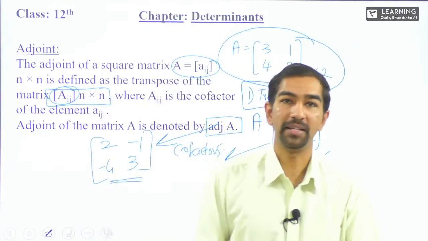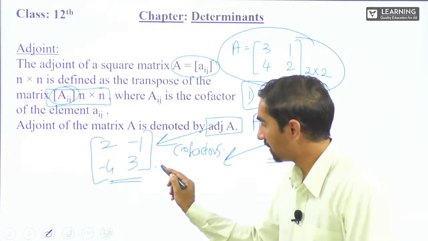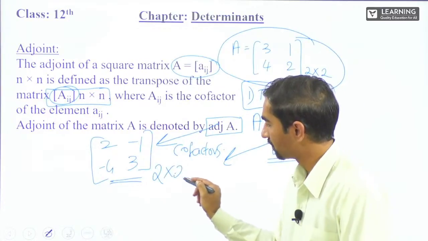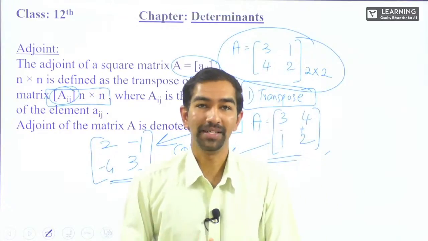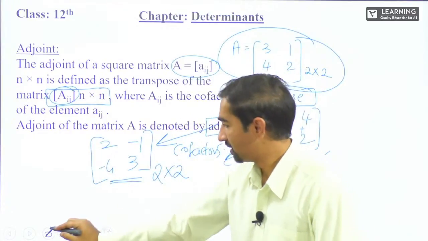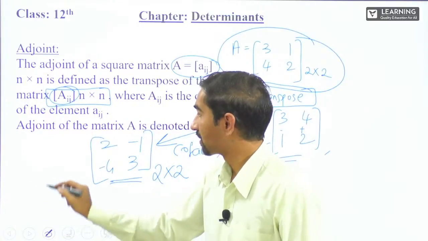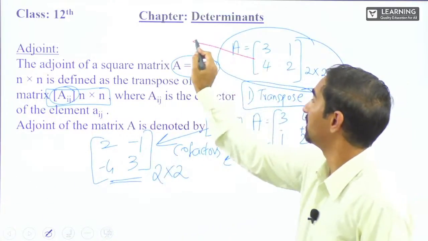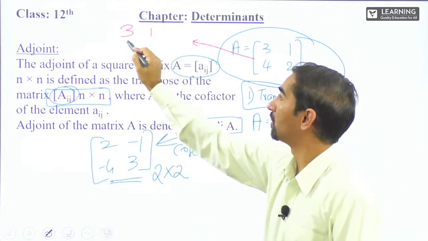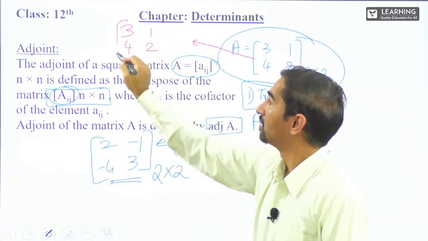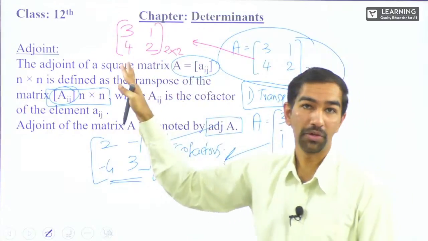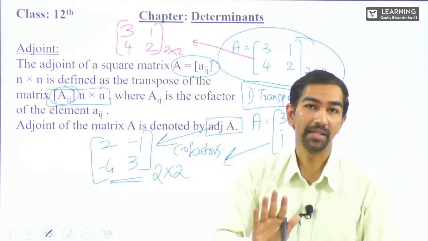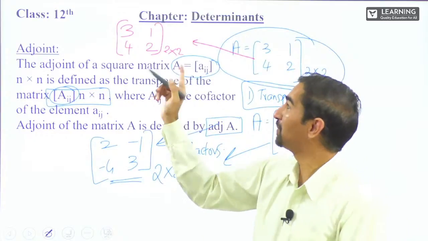But there is one small trick here, students. And this trick is only applicable for 2 cross 2. You can find out the adjoint of the matrix of 2 cross 2 in only one step. And how is that? So you have to follow this. So what is the given square matrix? 3, 1, 4, 2, right? Remember, students, this trick is only applicable to 2 cross 2. Do not apply this to 3 cross 3. You will be getting the wrong answer.